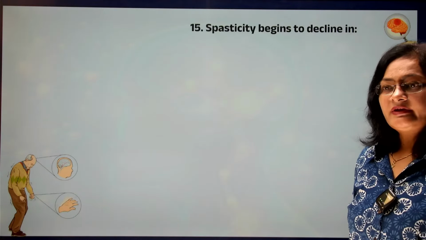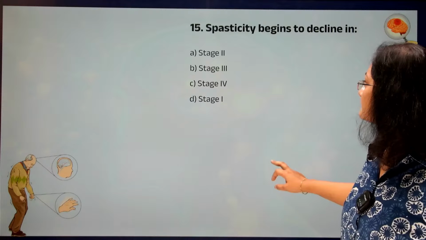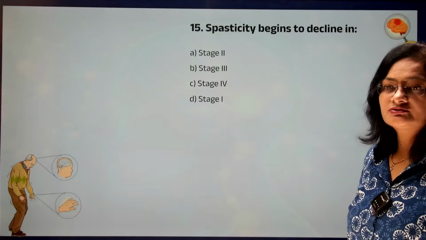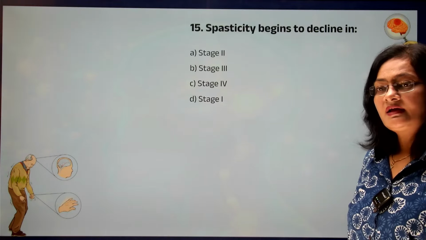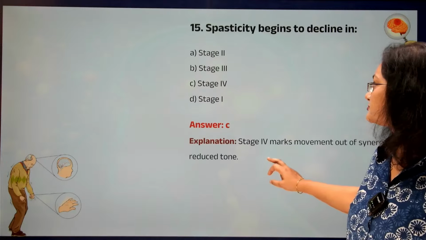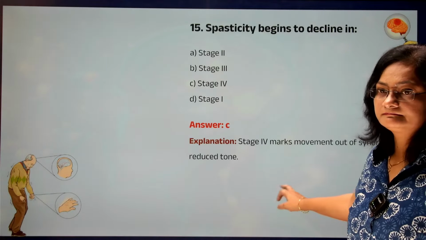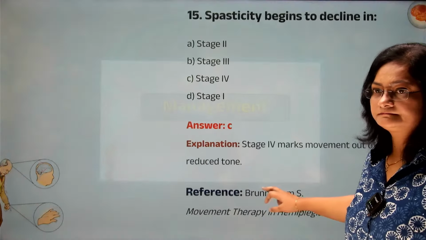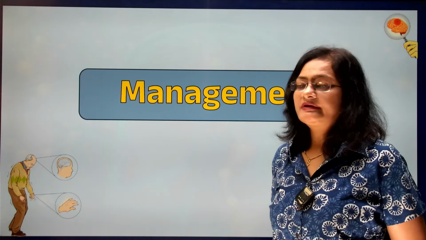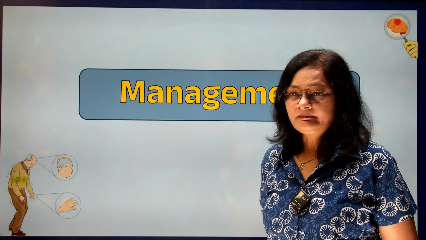Spasticity begins to decline in stage 2, 3, 4 and 1. So the answer is very simple. Spasticity will begin to decline in stage 4. So the answer will be C. Okay, so with this, the MCQs related to assessment are over.